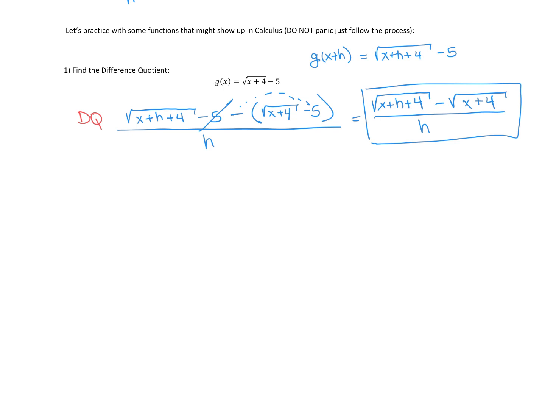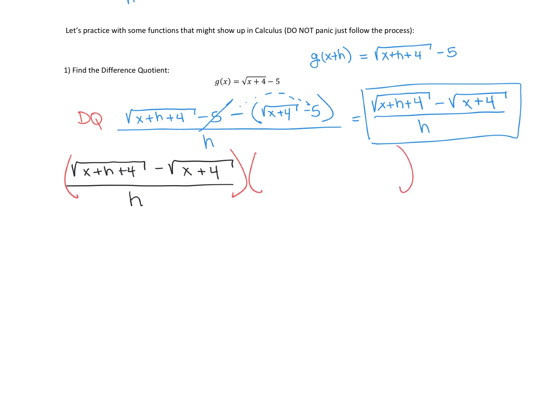And this technique is something that you'll use in calculus. Let me write this down again: the square root of x plus h plus 4 minus the square root of x plus 4, all over h. Since we're going to want to let h go to 0, and we know we can't have an h in the denominator, we have to have a way to get that h out of the denominator. And so what we do is we multiply the top and the bottom of this fraction by the conjugate of the piece that has the radicals.